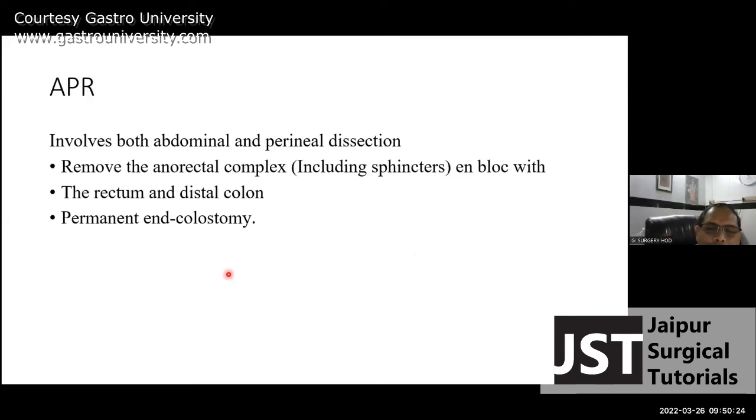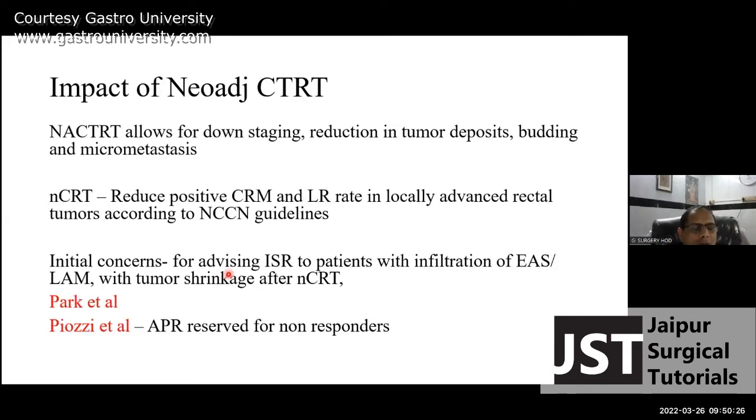So Nisha, before you go to APR, let me interrupt you. Two basic questions. Yes. One is, what is your view with regards to lateral pelvic lymph node dissection while doing anterior resection?